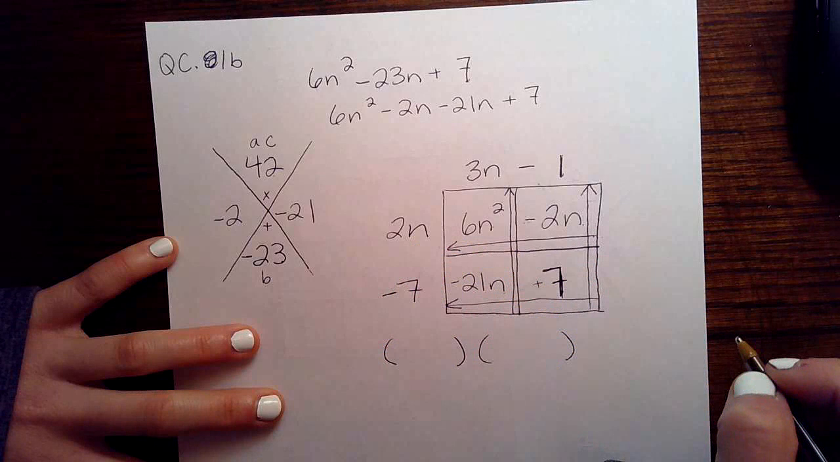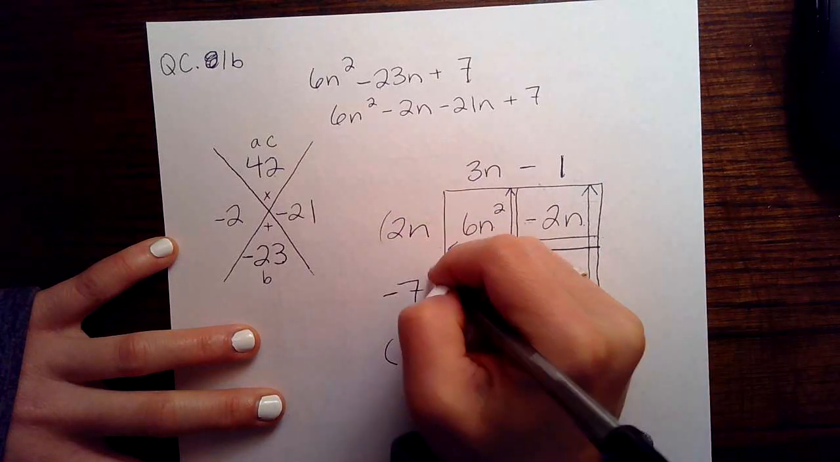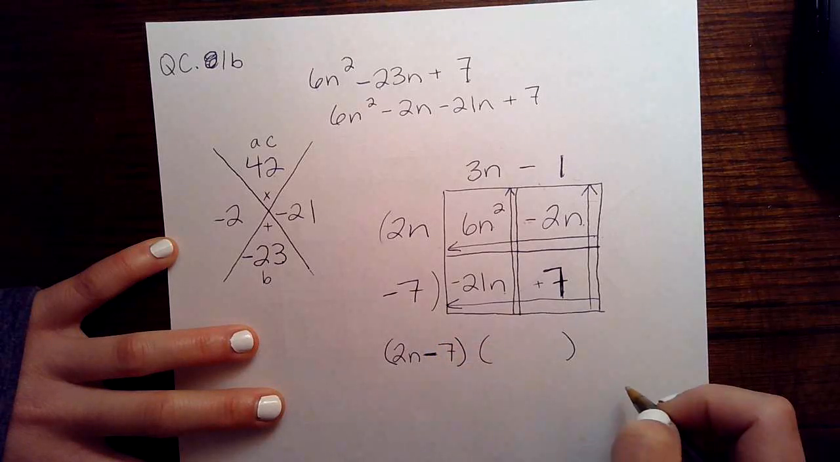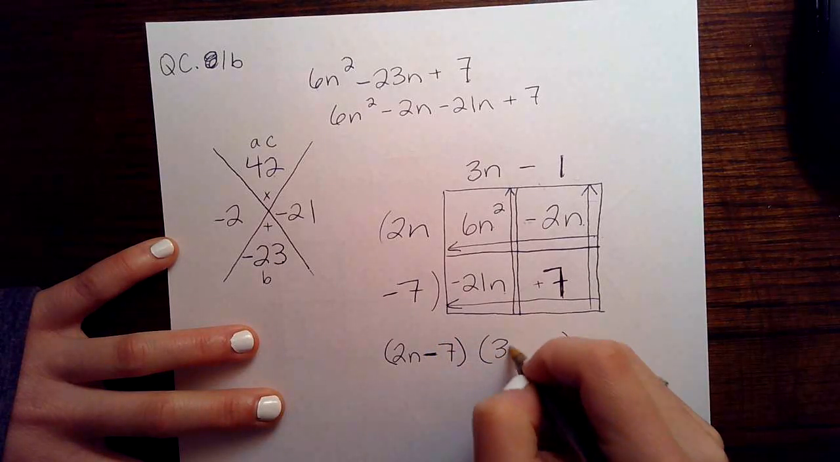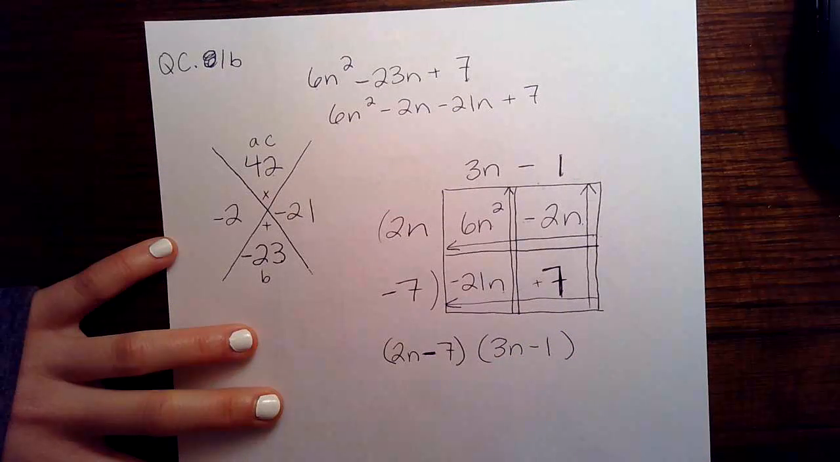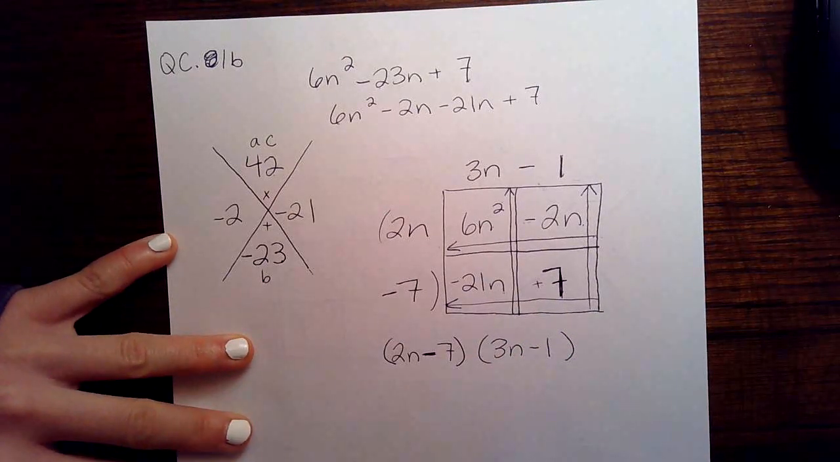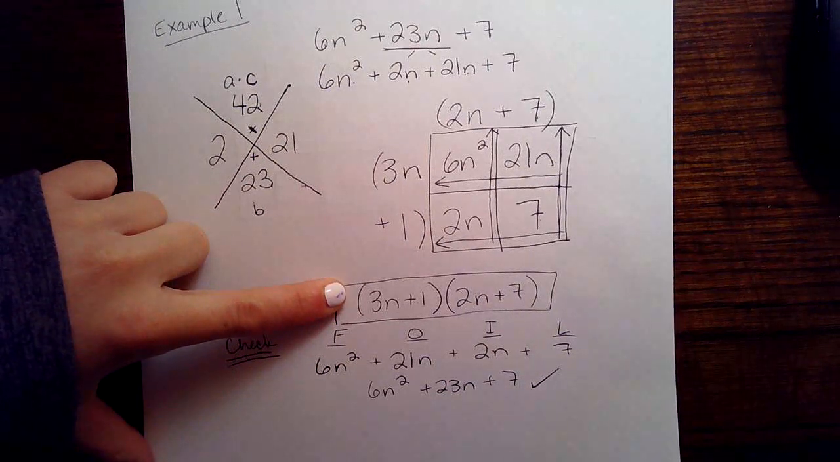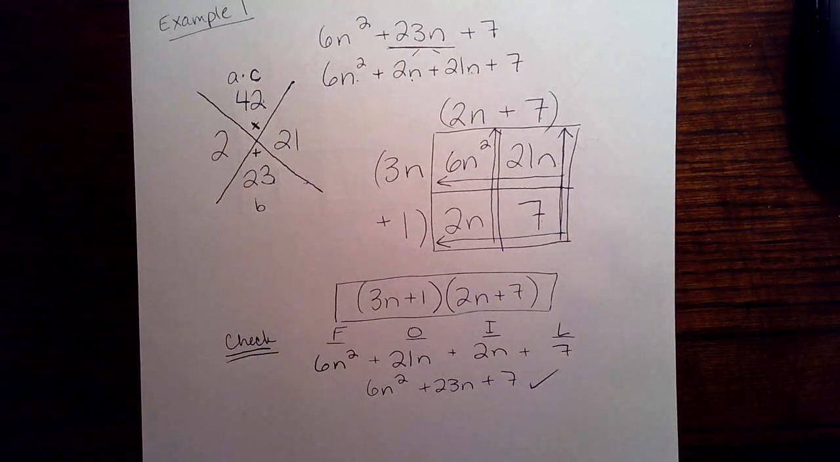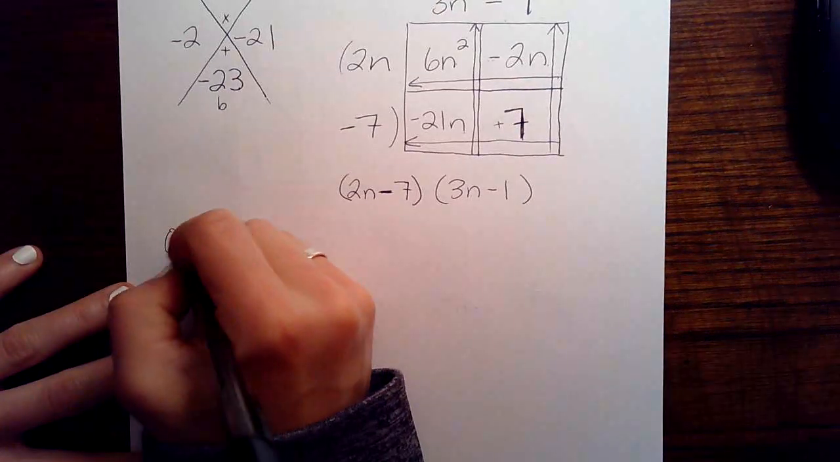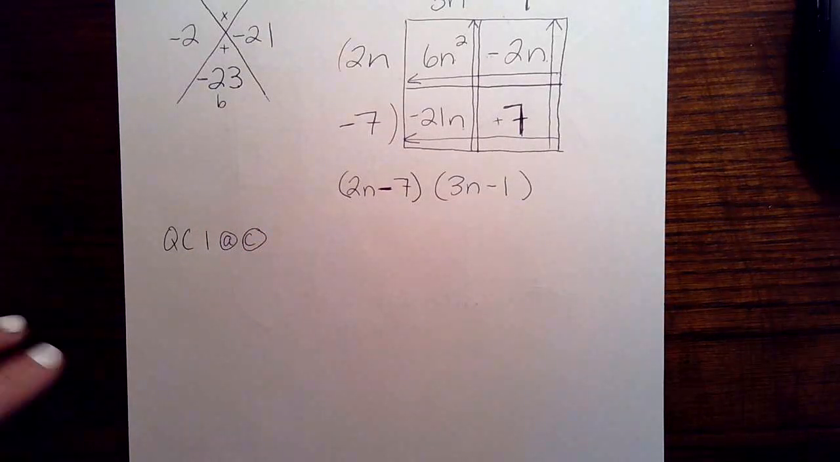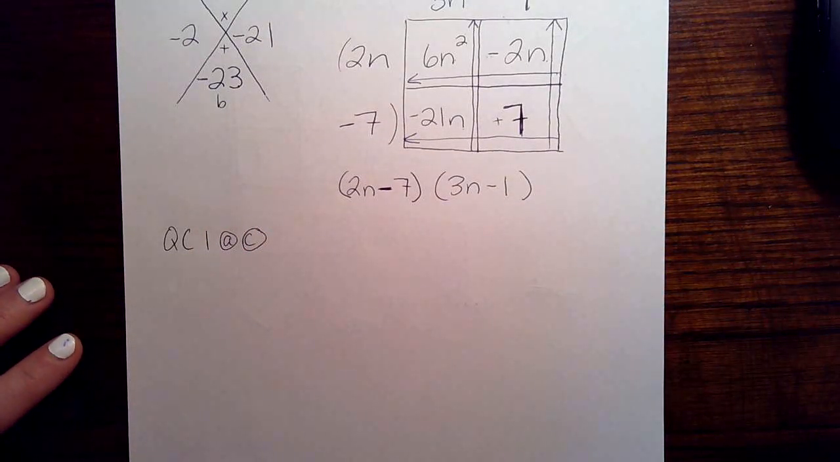It is negative 7. And so our binomials look almost the same, except this time it is 2n minus 7 and 3n minus 1. If we look back to our first example, 3n plus 1 and 2n plus 7, same factors, just now it's negative. I would encourage you to pause the video, try Quick Check 1, A and C. We just did B. Pause your video, try those. Again, those will be similar.